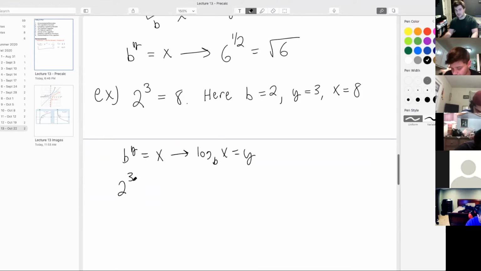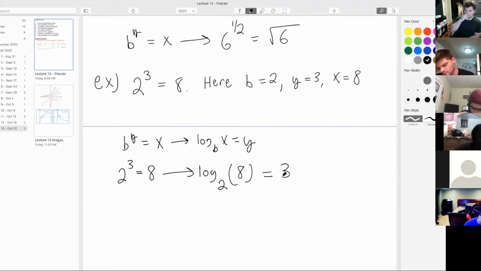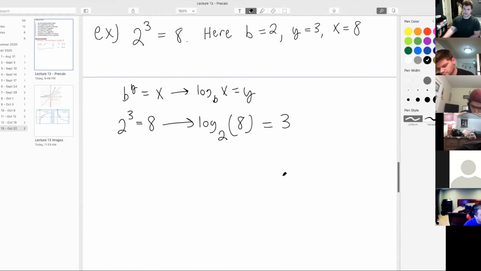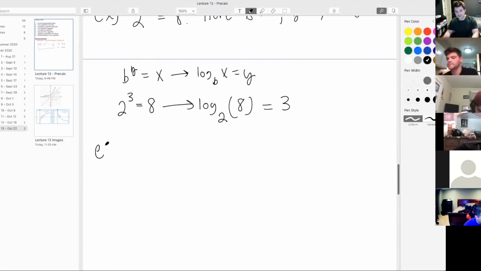Here we have 2 to the 3rd equals 8. So let's just plug in. I have log base b, b is 2, so I put a 2 in the subscript. The left side of the equal sign is the input, so it will be 8. And the right side of the equation is the power, so it'll be 3. So log base 2 of 8 equals 3. It may be a little tricky, but practice will, of course, make this perfect. All right, one last guy.